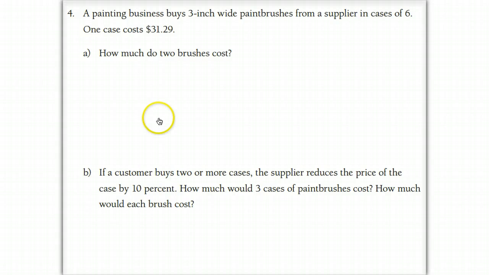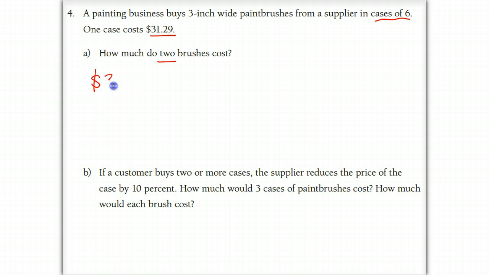This is question number 4 in Practice Your New Skills on page 33. In this question, we're told that a business is buying paintbrushes from a supplier in cases of 6, and one case costs $31.29. Our question here is how much do 2 brushes cost?